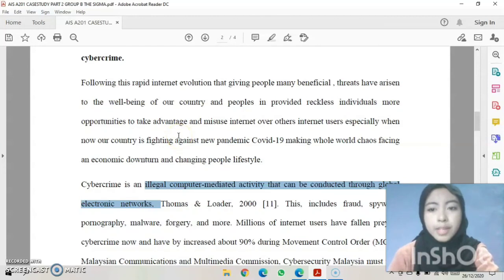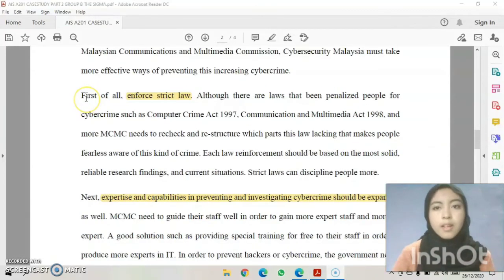So here are the recommendations for the Malaysian Communications and Multimedia Commission and Cybersecurity Malaysia to prevent an increase in cybercrime in our country. Firstly, enforce strict laws. Although there is a law to penalize people for cybercrime, such as the Computer Crime Act 1997, MCMC needs to recheck and restructure the laws to address their shortcomings, because people nowadays are fearless to commit cybercrime. Law enforcement should be solid, reliable, and based on our current situation.